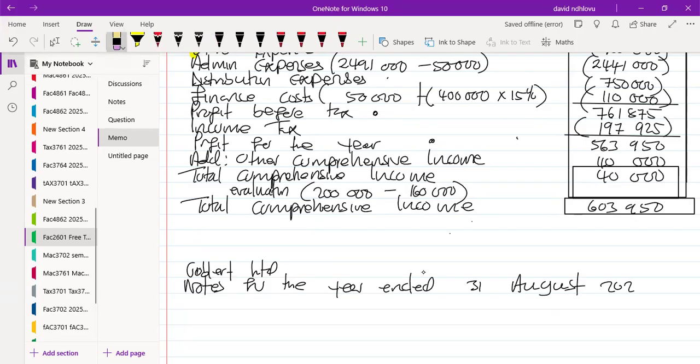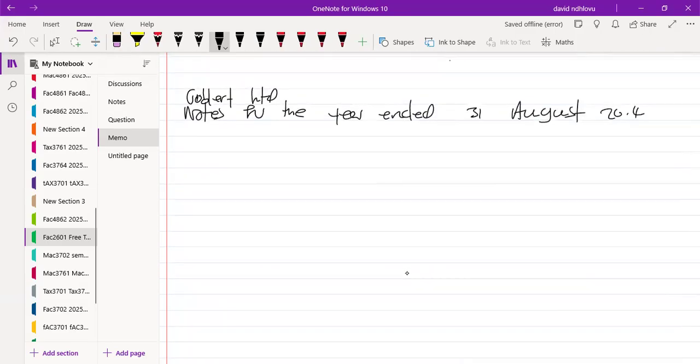It's not 2024, it's 2024. Right, once you have that, normally I don't like to write note number one. Note number one is preserved for what we call the accounting policy note. So you start with note number two. However, sometimes they start with note number two, sometimes they start with one. Doesn't really matter. There is a note called the accounting policy note, which must always be number one, right?